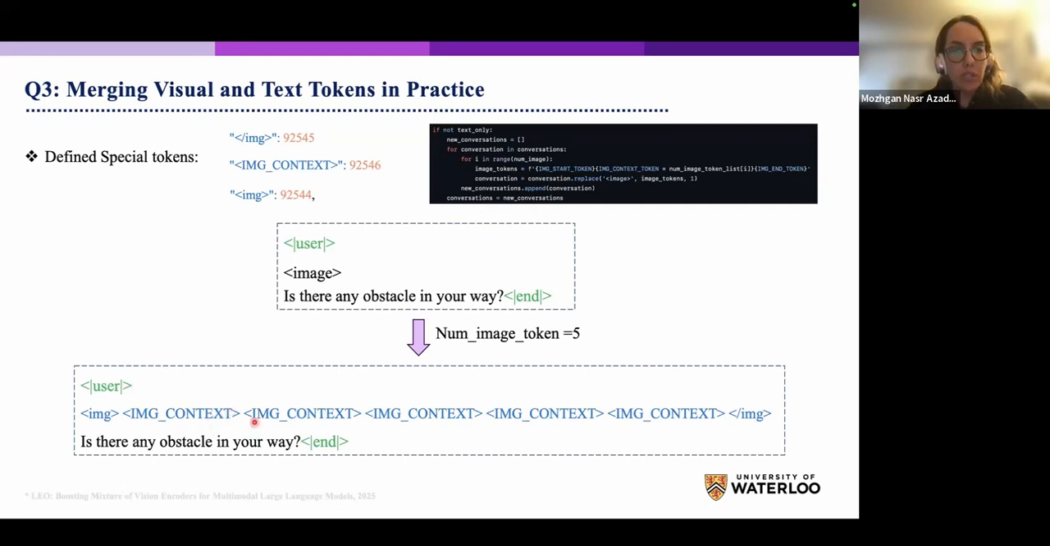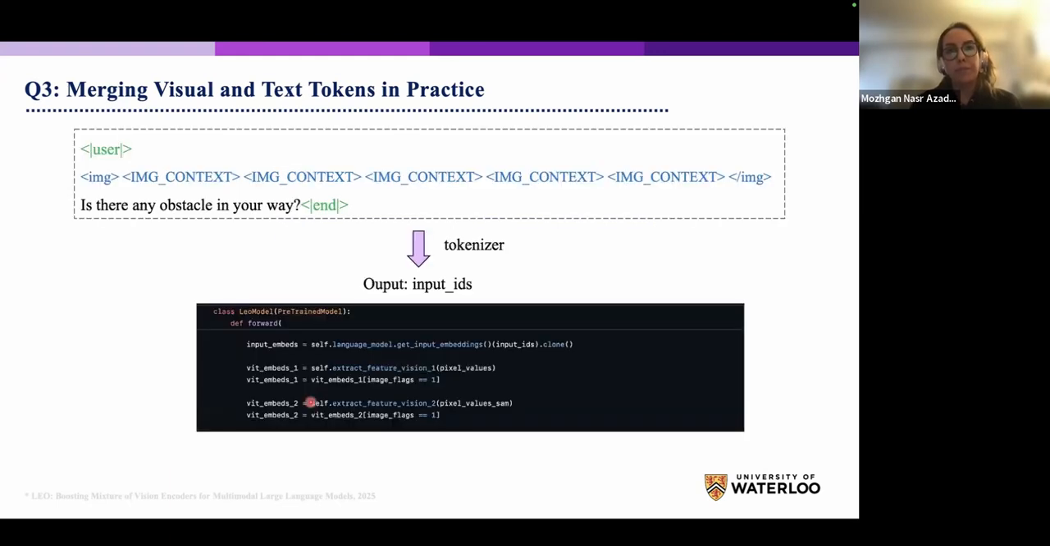So why are these special tokens important? Because as we see, tokenizers for LLMs tend to break up tokens or words into smaller pieces. Defining special tokens prevents the model from breaking up these image tokens, because later on we are going to replace them with image embeddings. So when the model sees something like this, it does not break it up into, for example, image, underline, and context. And this would be the input of the tokenizer of the large language model.